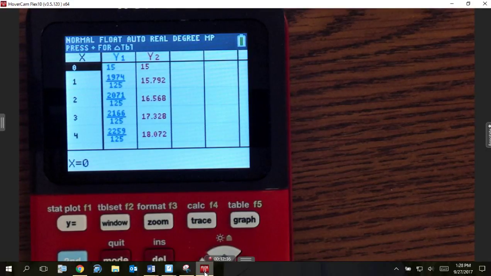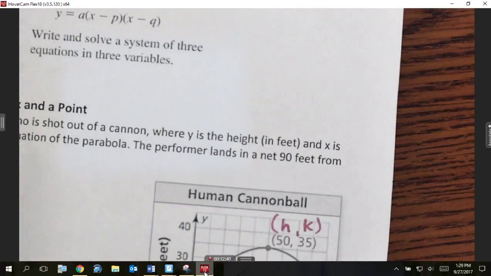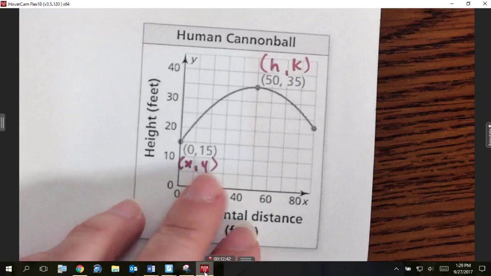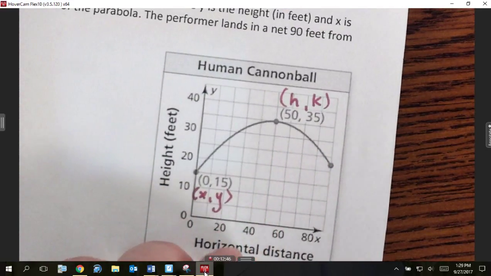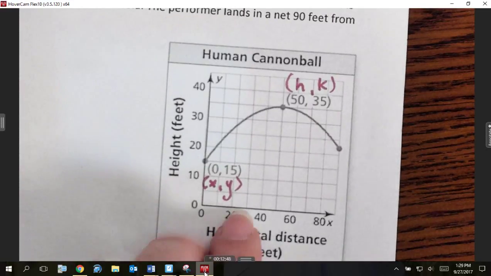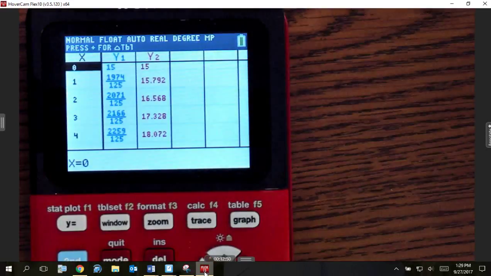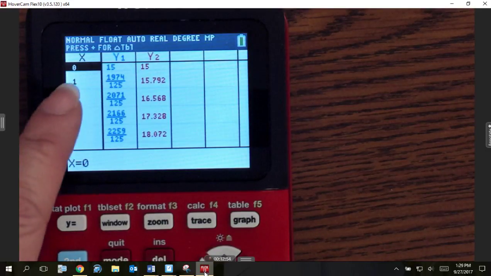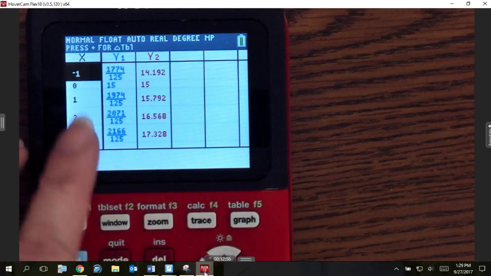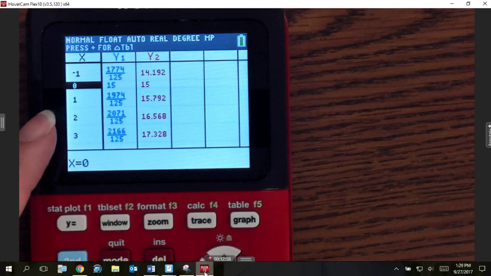Okay, now what we're checking is that the ordered pairs 0, 15 and 50, 35 are actually in the table. We're just checking to make sure that these ordered pairs show up in our table. That's how I know my equation is right. So 0, 15 is right there. I am not about to arrow down 50 times.